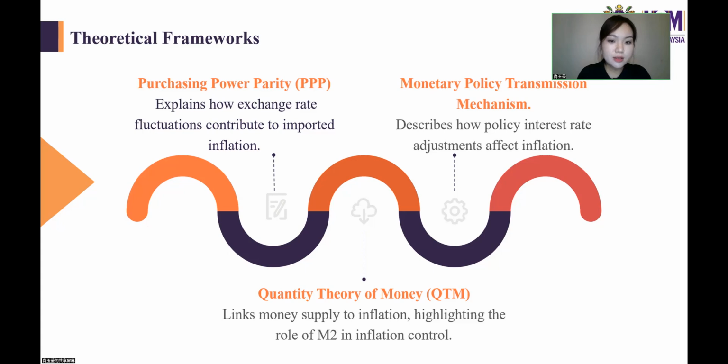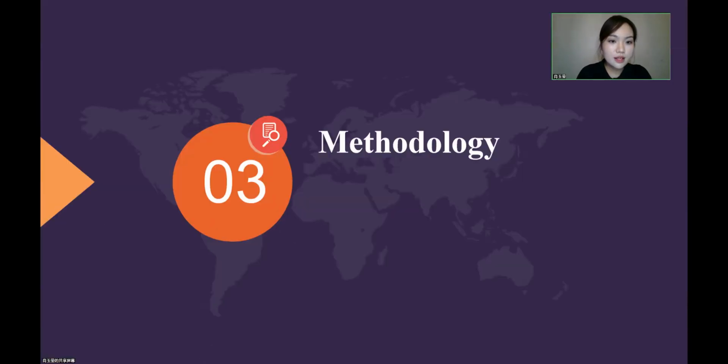Monetary policy transmission mechanism. It describes how policy rate adjustments influence aggregate demand and inflation. While existing studies provide insights, many don't consider the combined effect of those tools or the long-term impact. My research aims to fill those gaps. In the next section, we will discuss methodology.